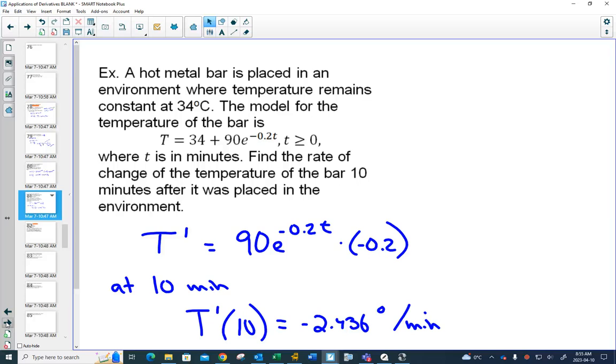So in this example, if we put in time at 0, e to the 0 will be 1, 90 plus 34. This object is 124 degrees. Not a good idea to pick it up. Okay? At 10 minutes, it's going down at 2.5 degrees per minute. So we could look at what is the actual temperature at 10 minutes, how hot is it? Could I touch it 10 minutes after that time? Probably still not. So still would be quite hot, but this is an actual application of exponential functions.